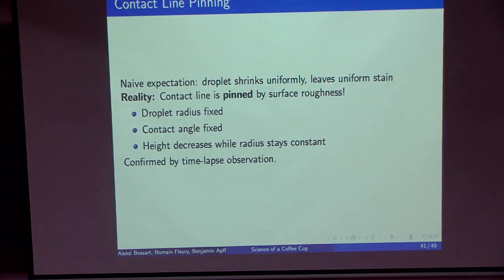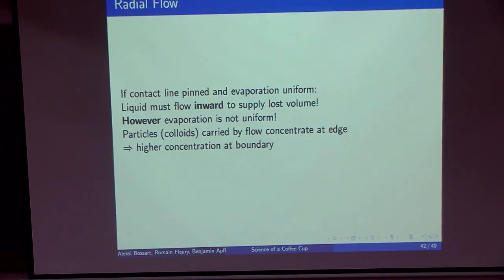So if the contact line is pinned and evaporation is uniform, liquid must flow inward to supply the lost volume. However, evaporation is not uniform. Particles, colloids carried by the flow, concentrate at the edges.